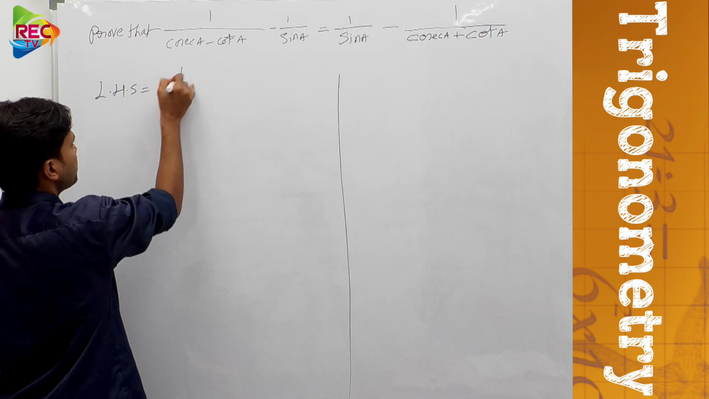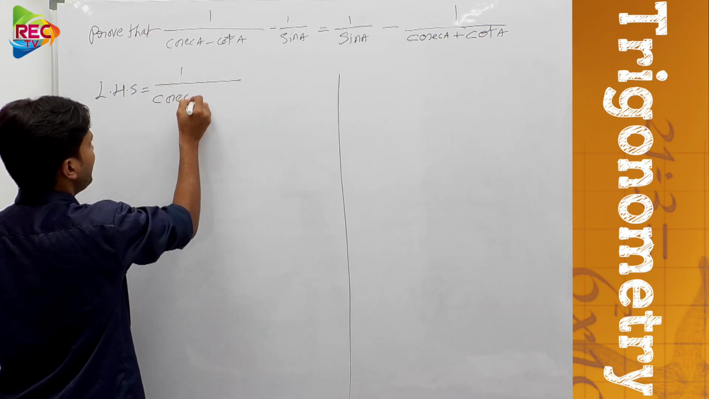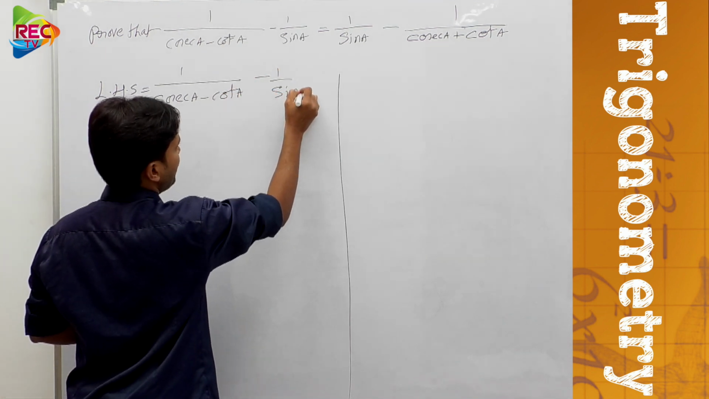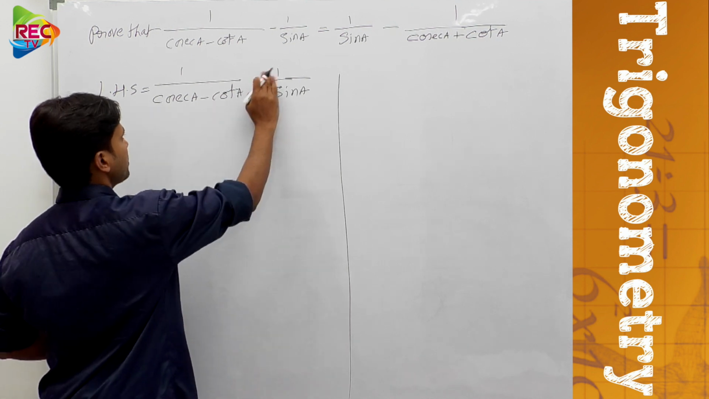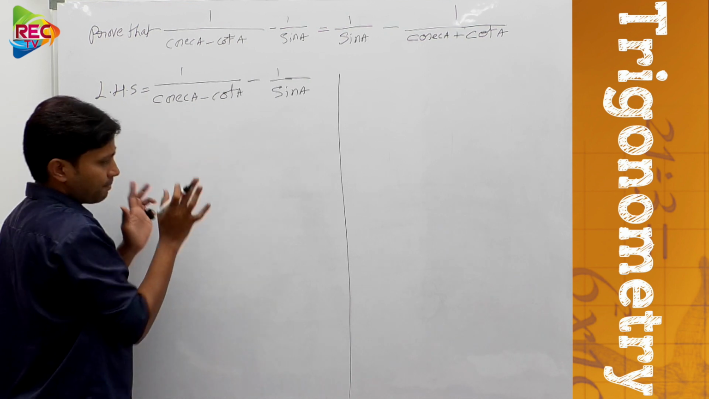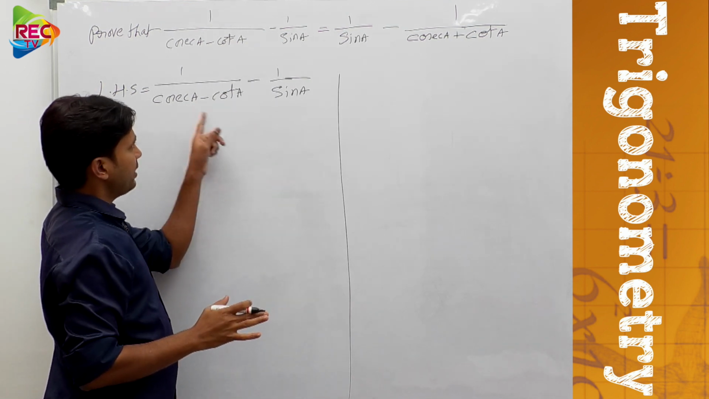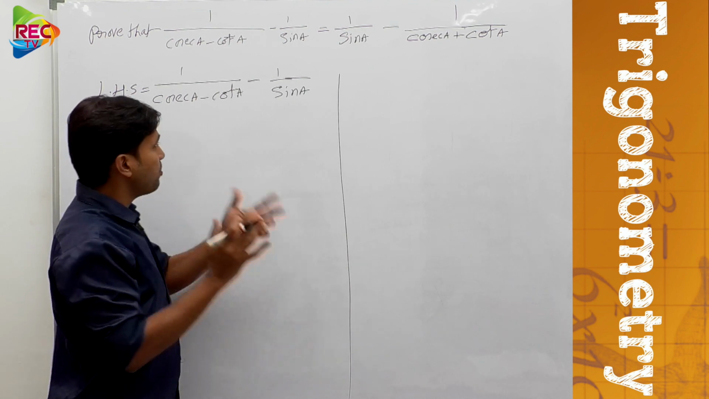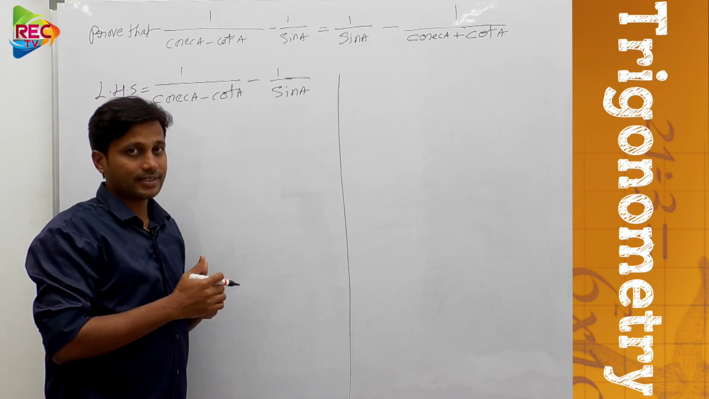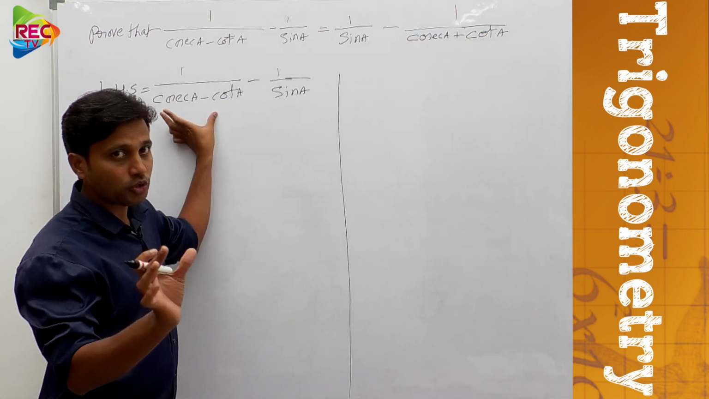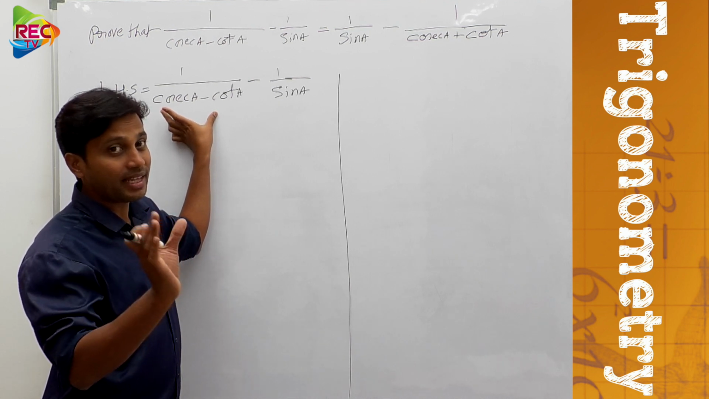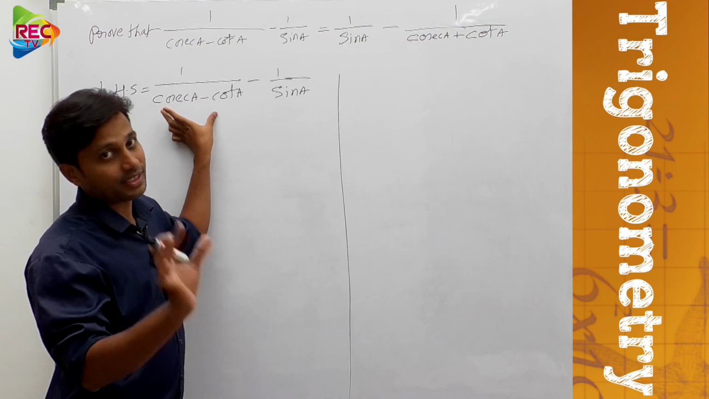LHS, which is given as 1 by (cosecant A minus cot A) minus 1 by sin A. So this is your LHS part, right? Now do one thing. Here the denominator appears to be somehow close to cosecant square A minus cot square A, or not? Yes, when this is multiplied by some other factor, which is cosecant A plus cot A.